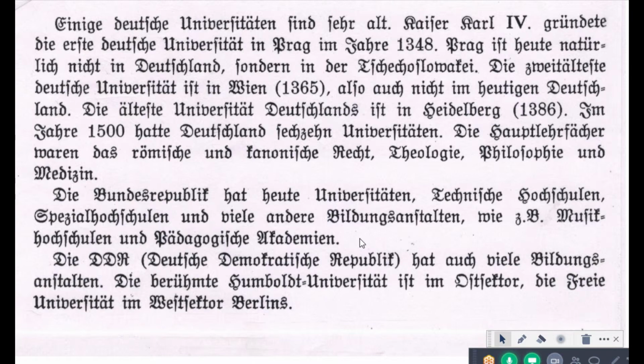Die berühmte Humboldt-Universität ist im Ostsektor. Die Freie Universität im Westsektor Berlins. Okay, so this is the German Democratic Republic. And then here's your verb, hat. And where's your direct object? Bildungsanstalten. Good. Hard word to pronounce.